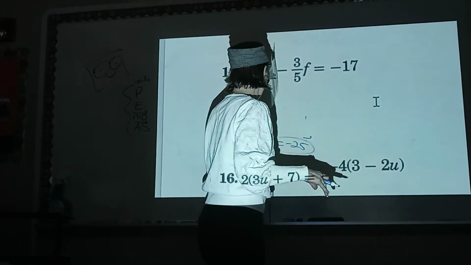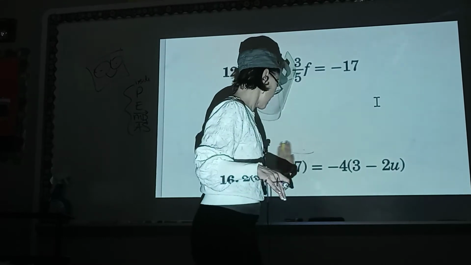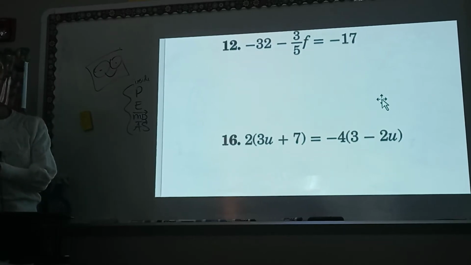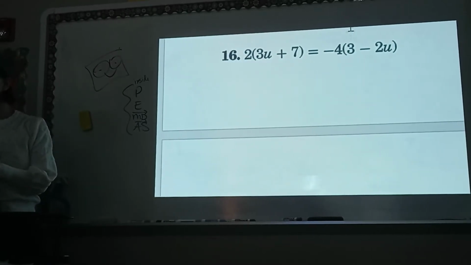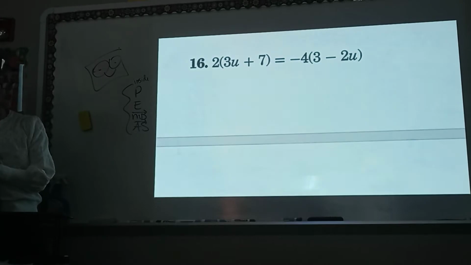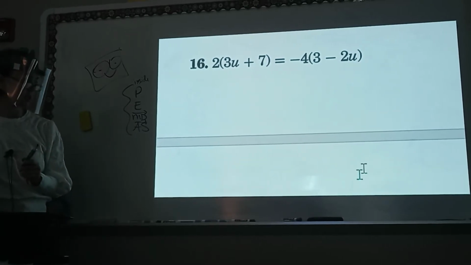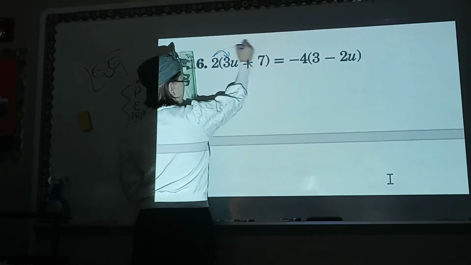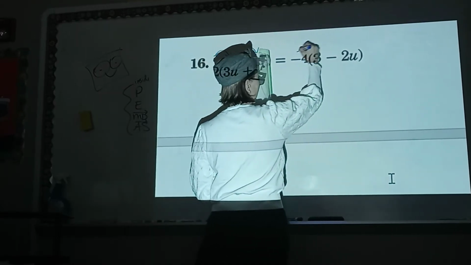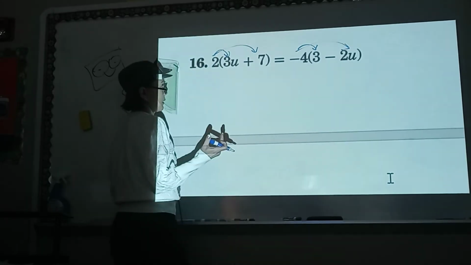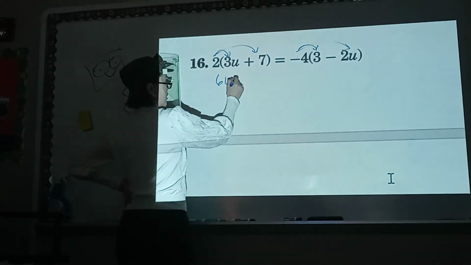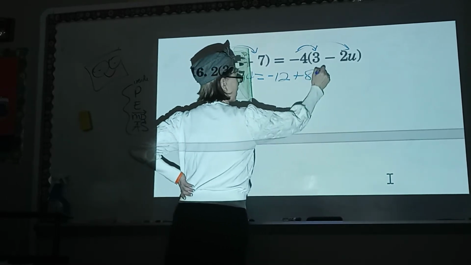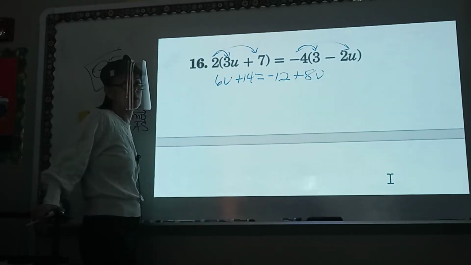So hopefully while you're watching this, you're seeing if you got it right or wrong, or you might be kicking yourself. Okay, here's another classic multi-step algebraic equation. Step 1 is always the distributive property, right? Here we go. So we have 6u plus 14 equals -12 plus 8u after you distribute?